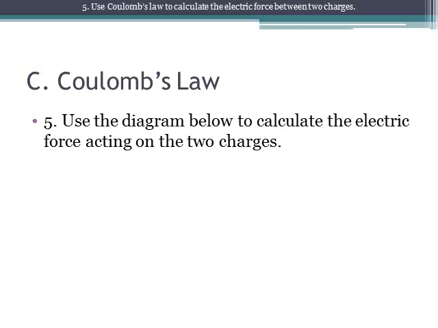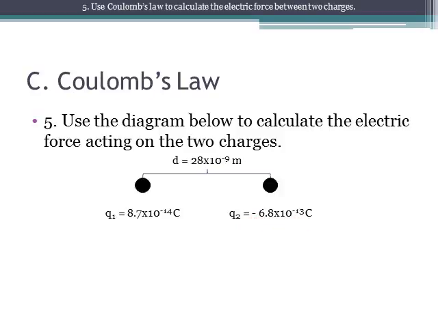Okay, one more example here. It says use the diagram below to calculate the electric force acting on the two charges. Well, here are our two charges, just represented by 2 points. And then we have Q1 is 8.7 times 10 to the negative 14th coulombs. Q2 is negative, notice the negative there, negative 6.8 times 10 to the negative 13th coulombs. And then the distance between them is 28 times 10 to the negative 9th meters. So this is really the exact same problem we had on the previous example, just instead we're given a diagram like you see here instead of the text.